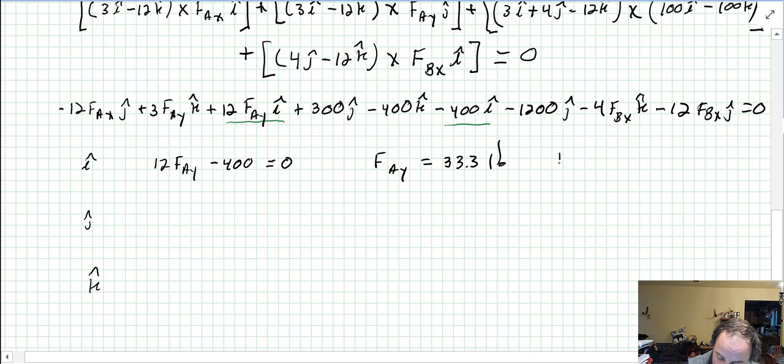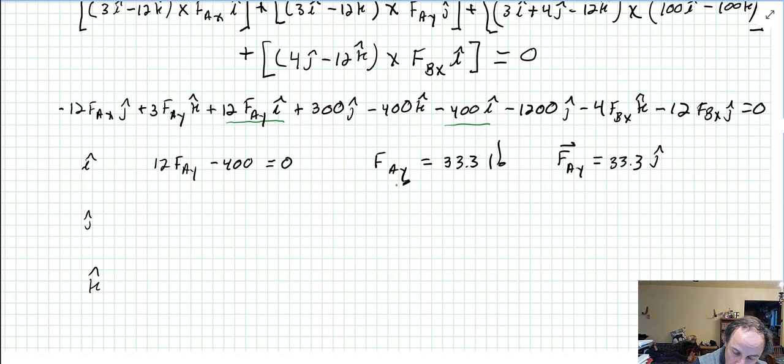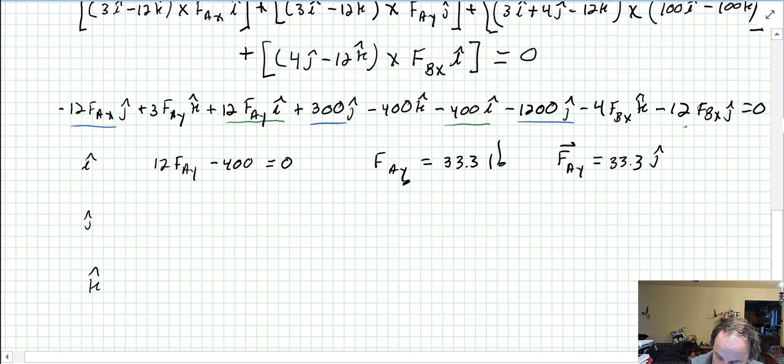Okay, we know it's in the j direction, so vectorially 33.3 j. I mean, that's the subscript we gave. It was Ay, so we know that that magnitude is in the j direction. Okay, j components. One here, and one here, and one here. So we've got 4 j components.